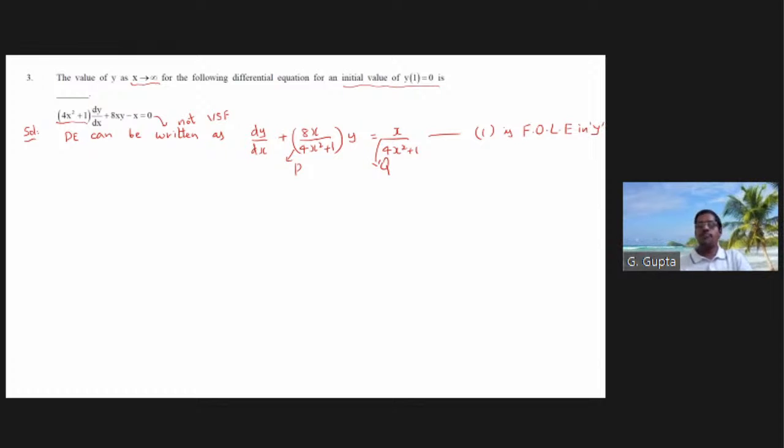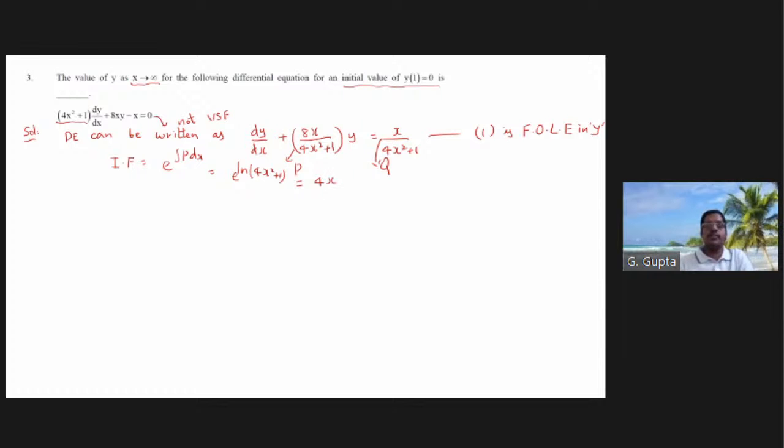Understood. F means first, O means order, L means linear, E means equation. The next step is finding the integrating factor, that is IF, e to the power integral p dx. According to methods of integration, it looks like f dash x by f x. The derivative of 4x square plus 1 with respect to x is 8x. So e to the power log of 4x square plus 1. The e and log cancel each other.